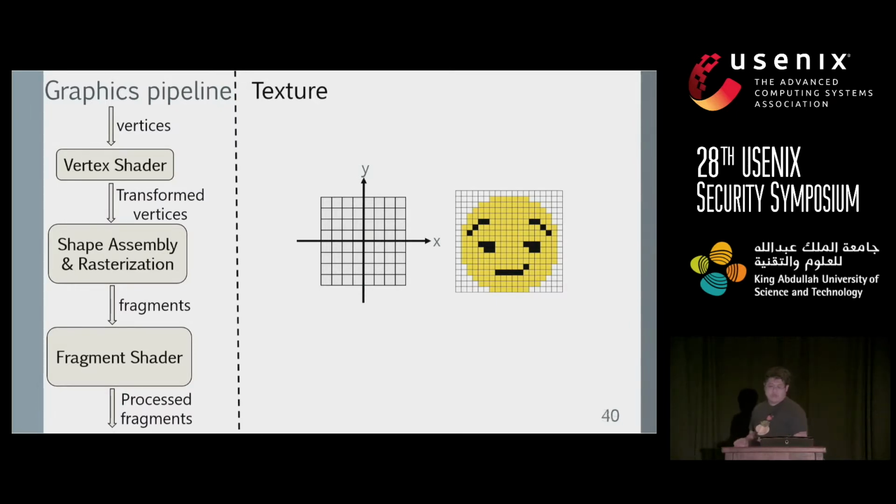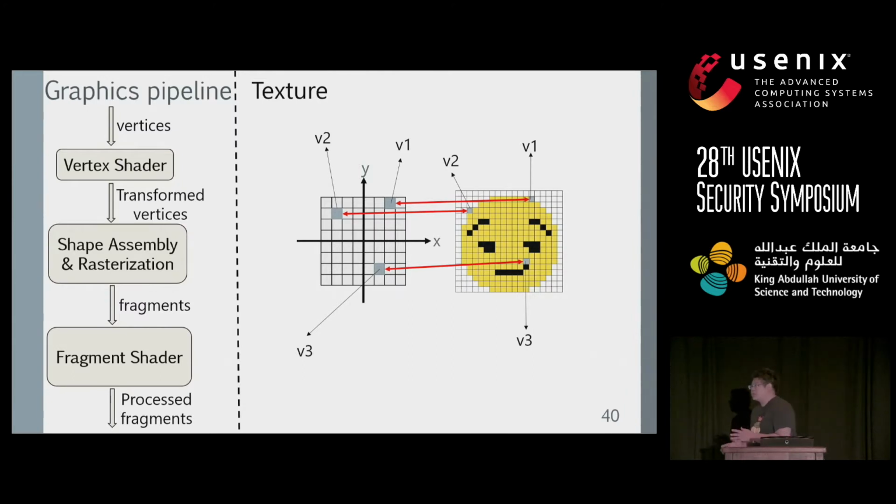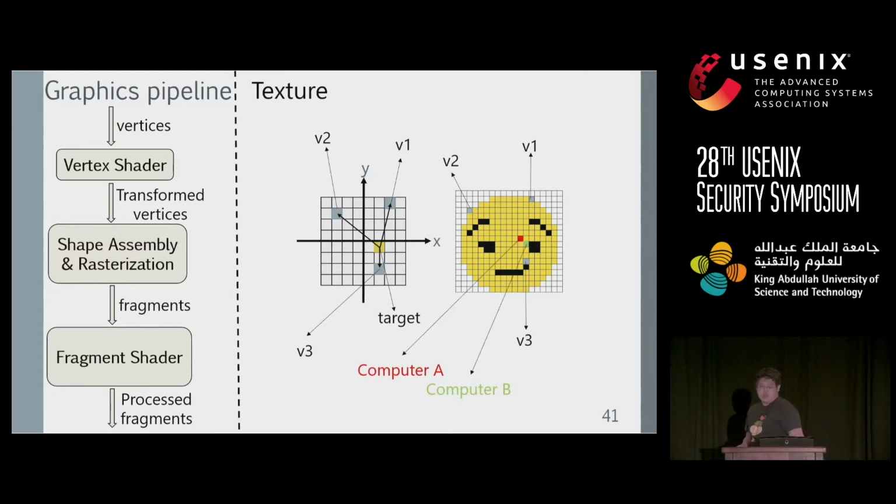The same thing applies to texture. In the texture, we have V1, V2, and V3. We also map V1, V2, and V3 on the canvas. We try to map the texture triangle to the canvas triangle. According to the distance from the target to V1, V2, and V3, they find the target in the texture. Also, because there are floating point operations in the shader, computer A and computer B may find different pixels on the texture.